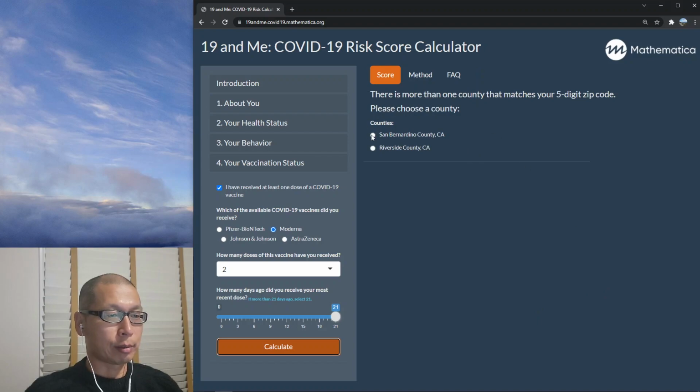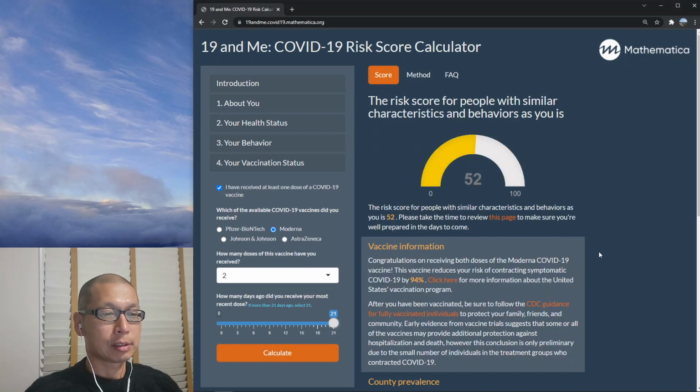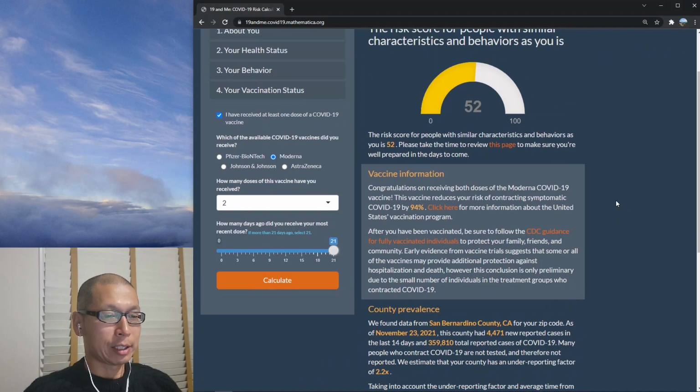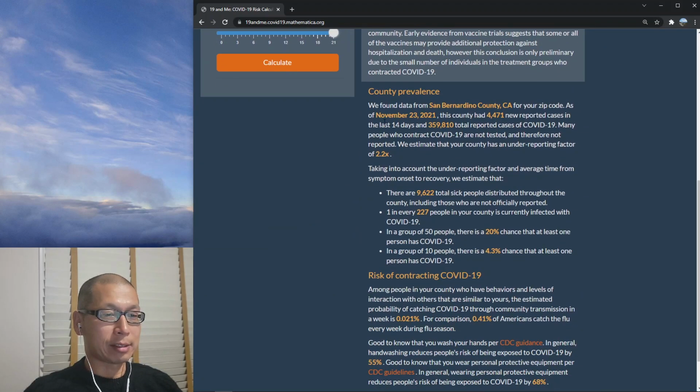All right, so I'm going to say this. Okay, so risk is 52. This is an arbitrary number. 0 meaning you're totally safe. 100 meaning you're at very high risk of dying. So basically, it says that in San Bernardino County, if you have a group of 50 people gathering, so we just had Thanksgiving, there's a 20% chance that one person in a group of 50 has COVID-19.